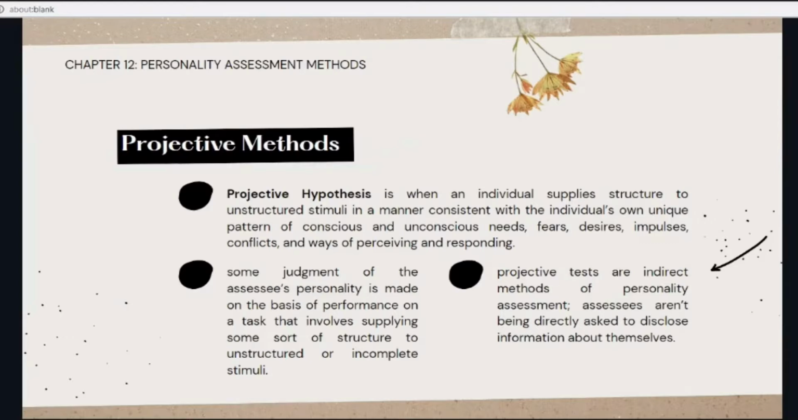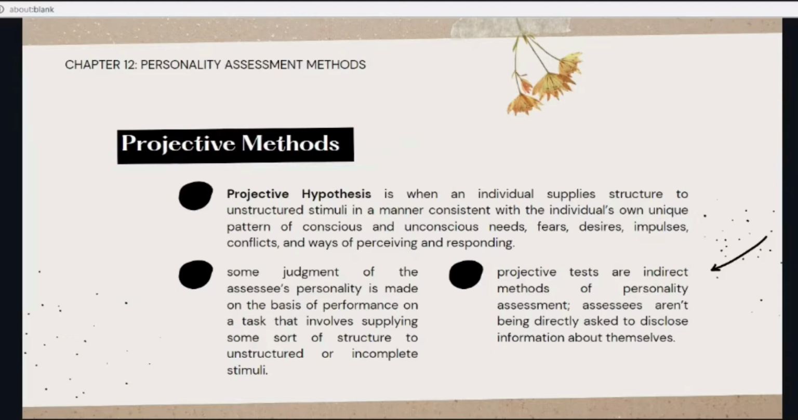The unstructured or incomplete stimulus in this example is the blackboard, the chalkboard, which the students cannot see. And the students were asked by the teacher to structure something out of that. So that is how the projective method works.